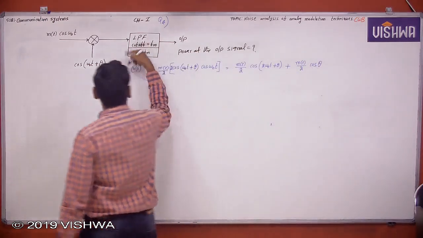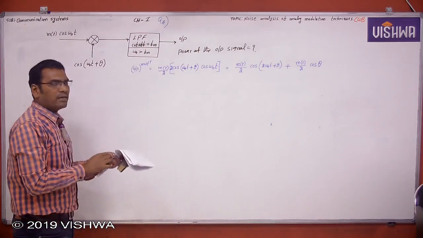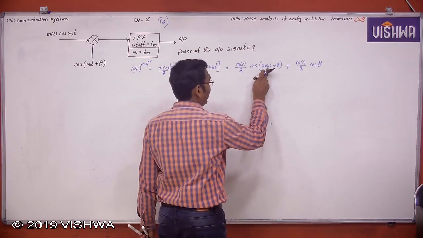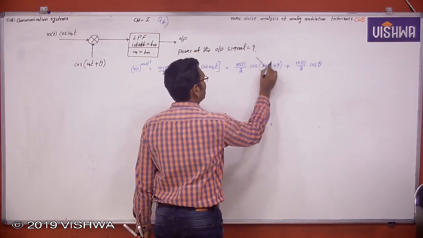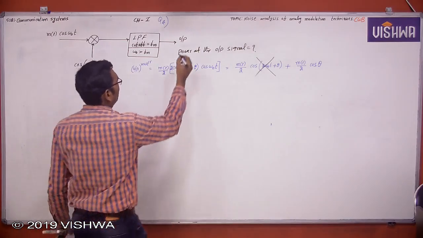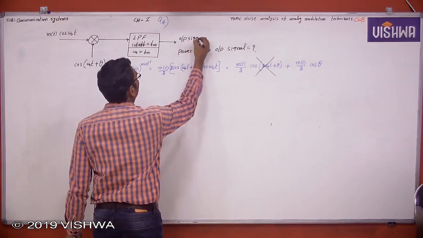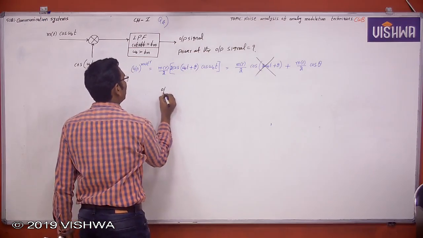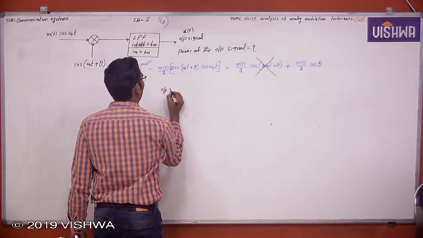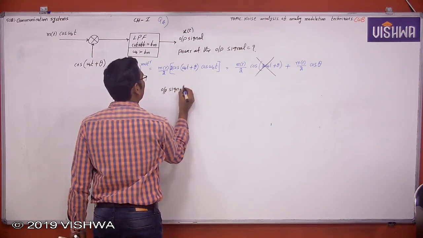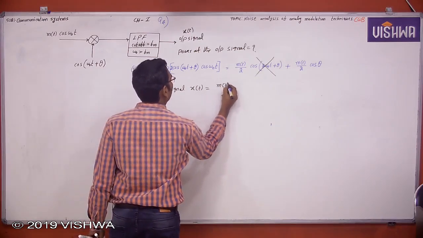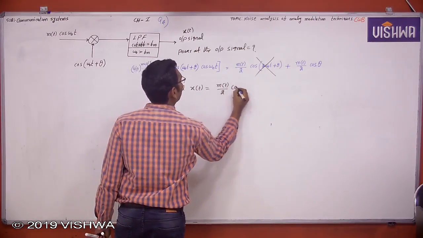And it is passed through a low pass filter. The low pass filter cutoff frequency is FM, but the 2 omega naught term is 2 into 2 pi FM, which is not allowed. So what is the output signal finally? This is the output signal. Let us assume it is some x of t. The output signal x of t is equal to m of t by 2 into cos theta.